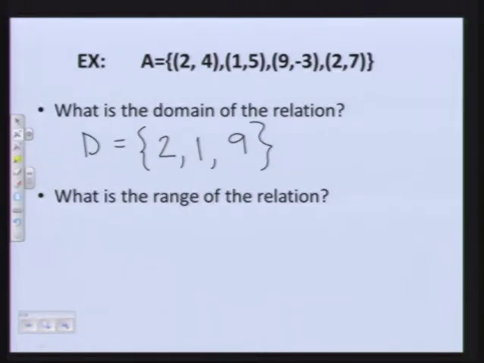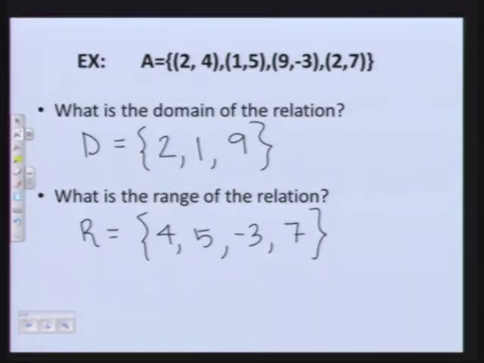For the range, what I want to do is exactly the same thing. You list it as a set. We're going to look at the y values this time. So for the first ordered pair, we have (2, 4), so 4 is going to be the y value. Then in the second ordered pair, we have 5. The third ordered pair is -3, and last is 7. And so that's going to be my range.